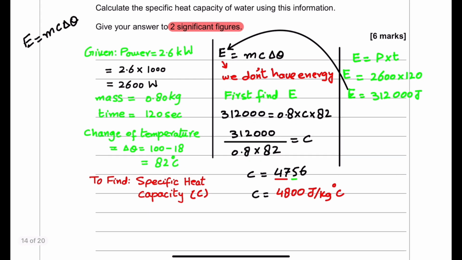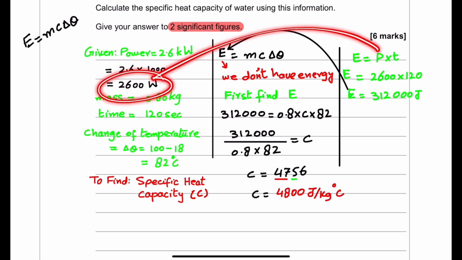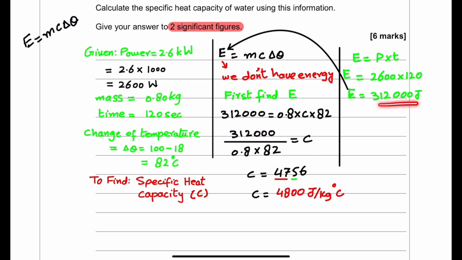We need to find the specific heat capacity, that is capital C. First of all, we are going to use the formula that energy is equal to power times time, and we are going to use this energy value here to find the value of C. So energy is equal to power, that is already given, 2600. We are going to substitute the time here. So 2600 multiplied by 120, the answer is 312,000 joules.